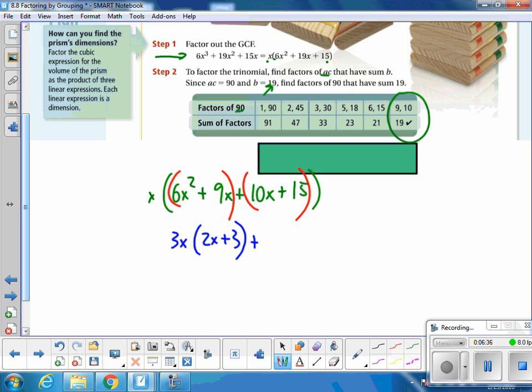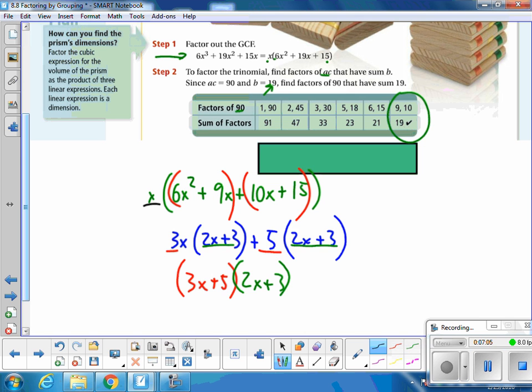With my second grouping here, I can see I can pull out a 5. And I end up with 3. Nope, not 3. It's going to be a 2x plus 3. Oh, and that's nice. When we see that, I can see my two groups here. I can see my 3x plus 5, and I can see my 2x plus 3. And I bring my x along just so I don't lose track of that.